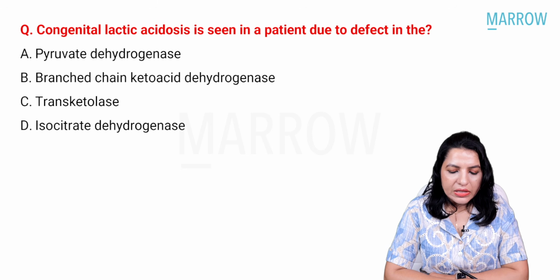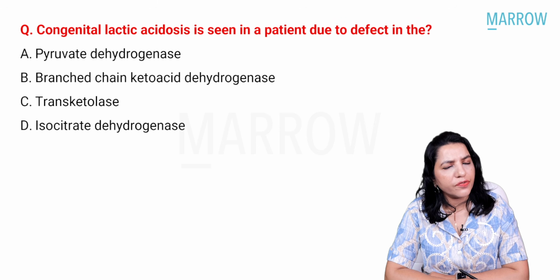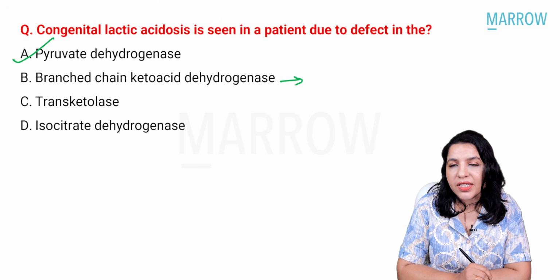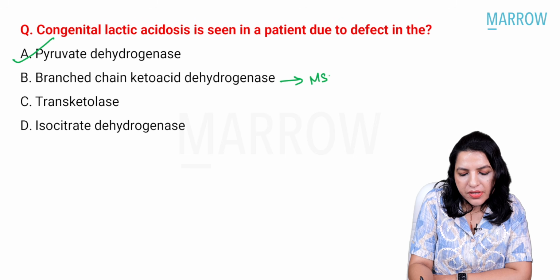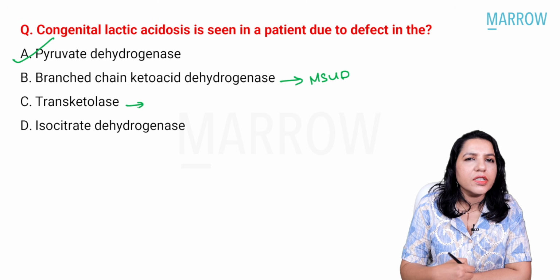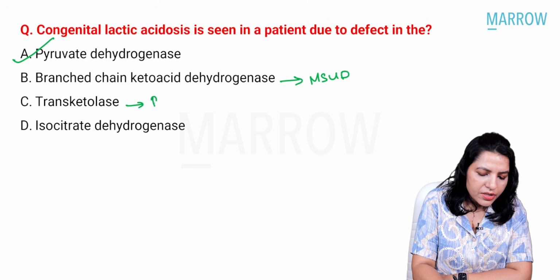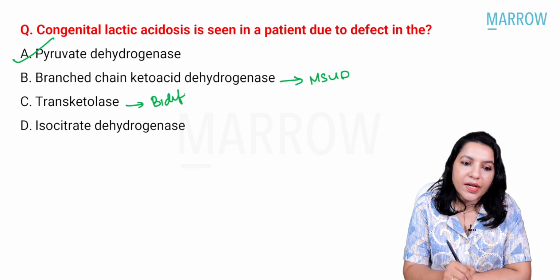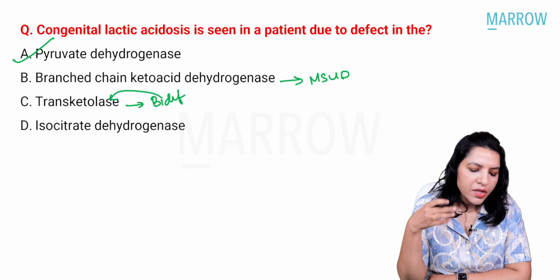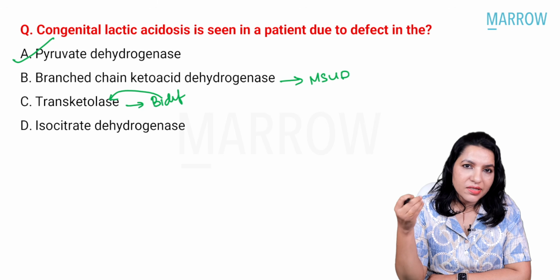Congenital lactic acidosis is seen in patients due to defect in the. So, congenital lactic acidosis is due to a defect in an enzyme called pyruvate dehydrogenase. Then branched chain keto acid dehydrogenase defect, I have already told you it causes MSUD, not a lactic acidosis. Transketolase defect is not actually associated with any metabolic disorder, but we should know that in B1 deficiency, that is thiamine deficiency, the transketolase enzyme is affected. Only that thing you need to learn. Then isocitrate dehydrogenase deficiency is never causing a lactic acidosis.